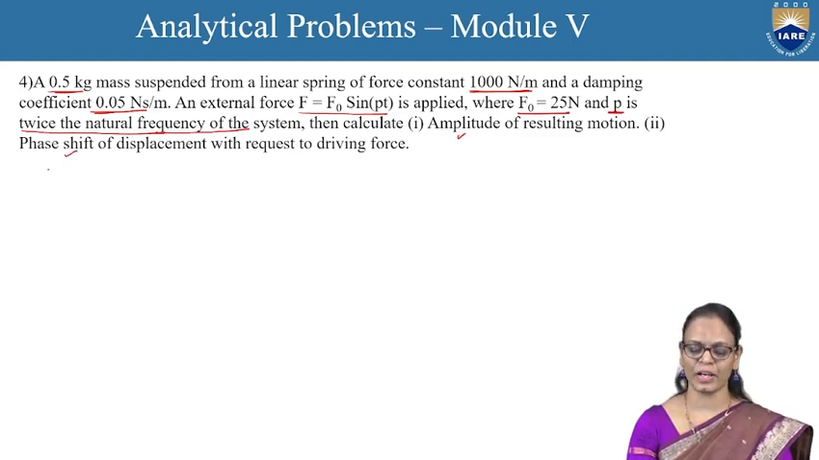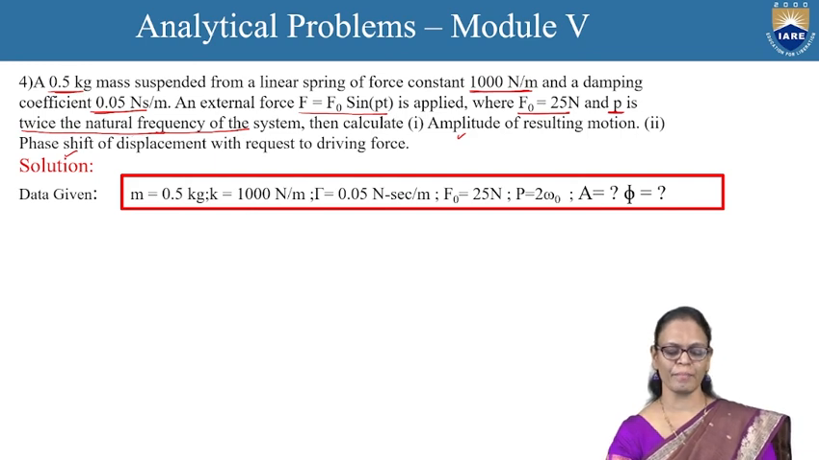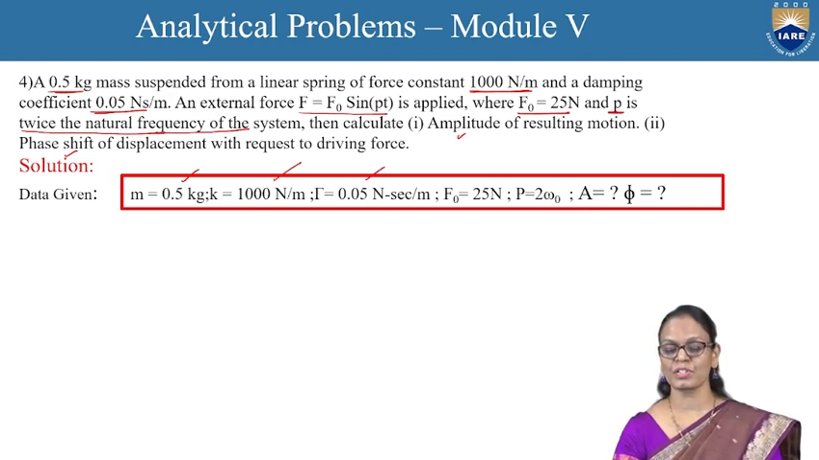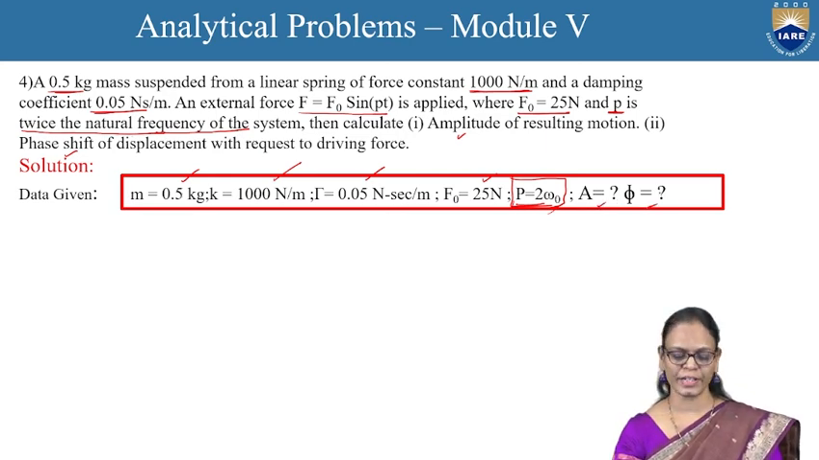Okay. So here we are doing the problem on the forced harmonic oscillator. So first write the data and analyze it. What is the data? M is 0.5 kg, K the force constant is 1000 Newton per meter, then the damping coefficient 0.05, then F naught is given as 25 Newton and P is twice the natural frequency. So if the natural frequency is omega naught, the frequency of the external periodic force will be 2 omega naught. Find A and find phi. Write the formula first.